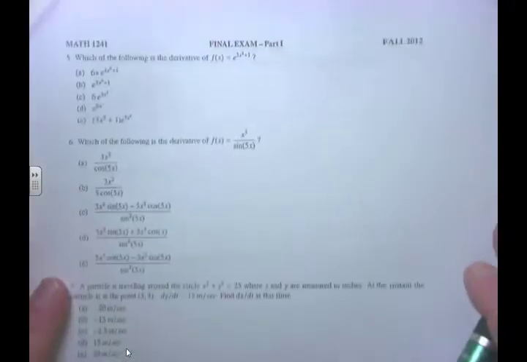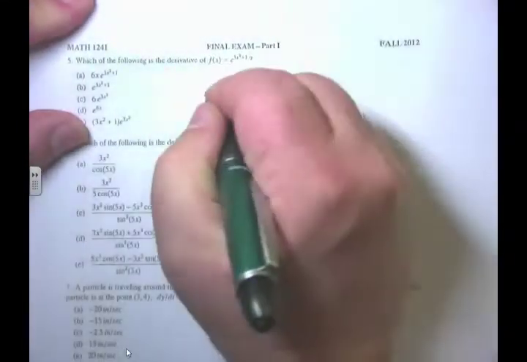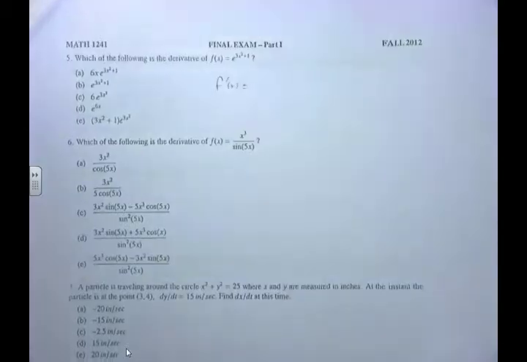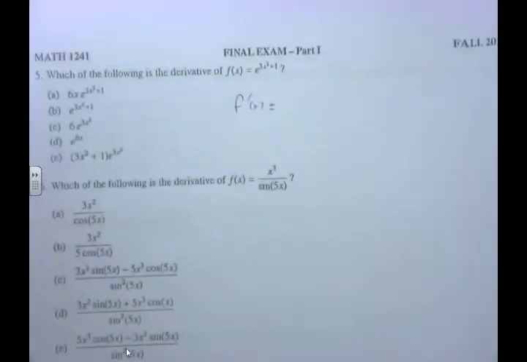All right, what about the next guy? Again, no calculator. Which of the following is the derivative? If you're going to take the derivative of this, this thing is e to the 3x squared plus 1. What rule would you use? Well, derivative of e to the x is e to the x, but this is e to a function, so you've got to use the chain rule version of it. Derivative of e to a function is e to a function times derivative of the exponent.